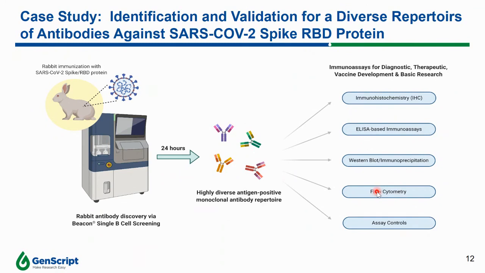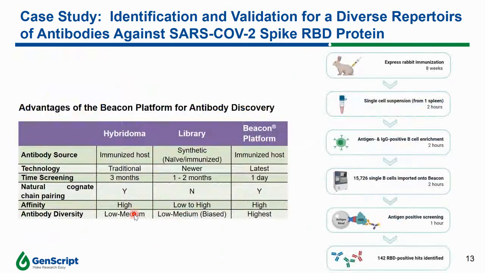So for this reason, we coupled the unique advantages of the rabbit immune system and the cutting-edge Beacon single B-cell screening technology to maximize the opportunity to rapidly identify high quality and diverse monoclonal antibodies towards the spike RBD proteins. With this technology, we completed the immune cell isolation and enrichment, the single cell sorting, as well as the on-chip binding and blocking screening within only 24 hours.